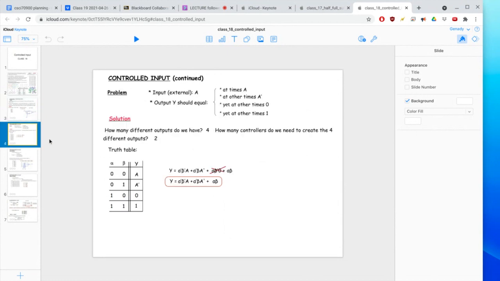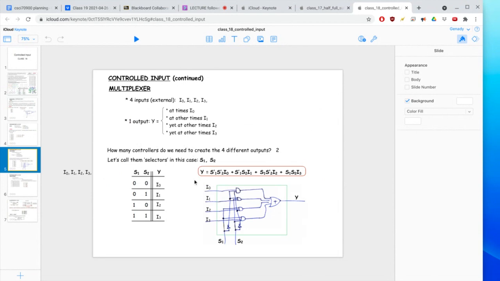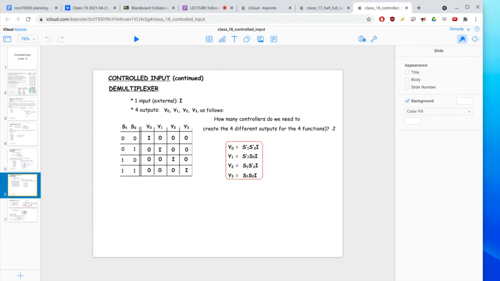And then the next one was a more complex one where you have two controllers, alpha and beta, and you need two controllers because in addition to having pass through or the opposite, you also want to be able to set it to 0 or to 1, 4 states. Then the next one is the multiplexer, where you're going to select one of the 4 inputs and send it out. Again, you need two controls or two selectors. And the last one is the demultiplexer, which is sort of the mirror image of it, where you have a single input that you can direct to 4 possible outputs. Okay? Any questions about anything?